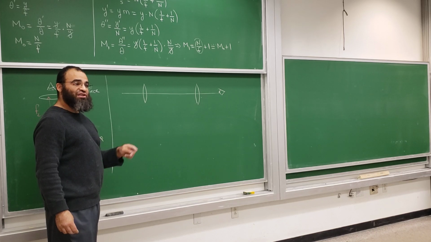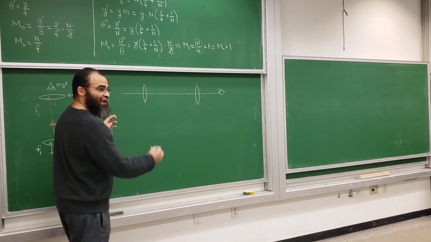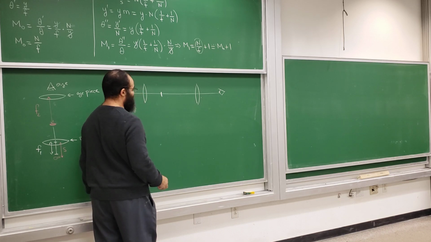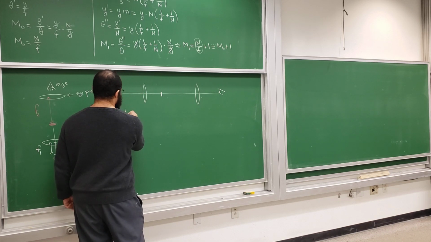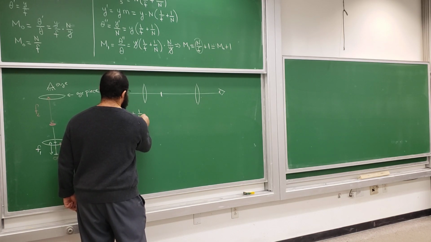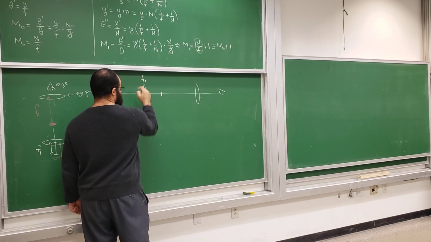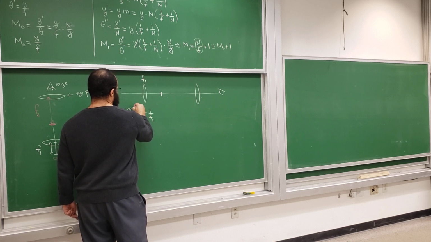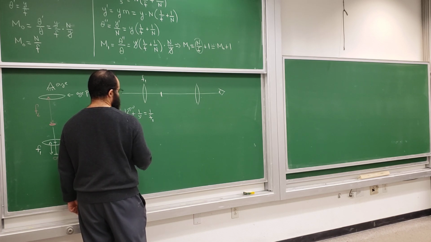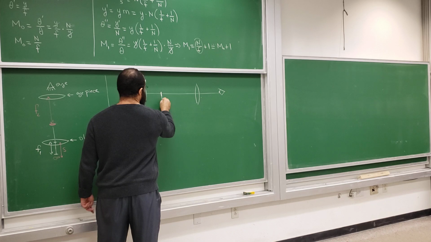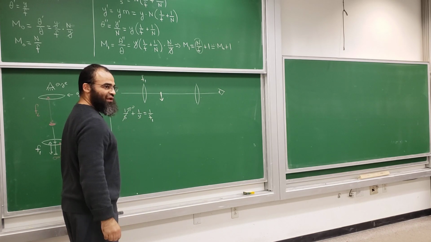So 1 over s prime is equal to 1 over f. So the image will form somewhere here. Because you have this, 1 over s plus 1 over s prime is equal to 1 over f1. Let's call this one here f1. This is the objective. So this one is 0 because it's a really large distance. So the image is just going to be somewhere here. It's going to be a real image, right?